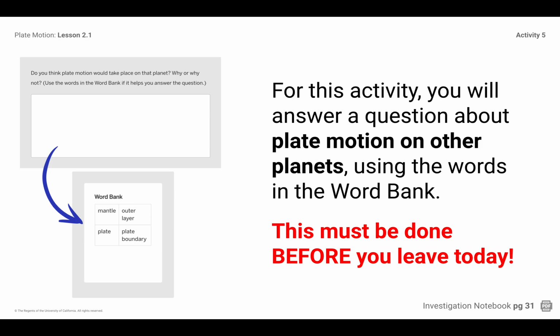It's giving you a scenario of being on a specific planet, a different planet, I guess. It describes the mantle there. And the question is, do you think plate motion would take place on that planet? Why or why not? And go ahead and use the words in the word bank to answer the question. And that way I will be able to determine whether or not you understand key concept number 5 well enough to apply it to a different scenario. Okay?